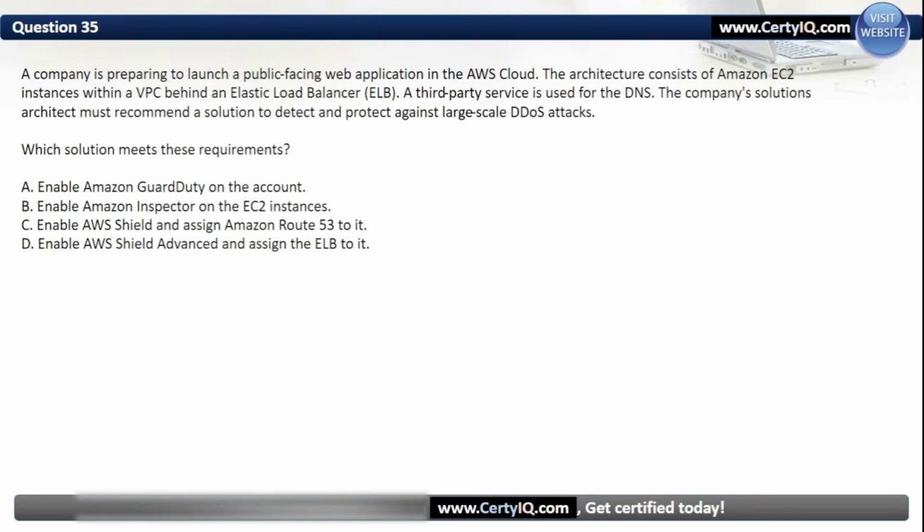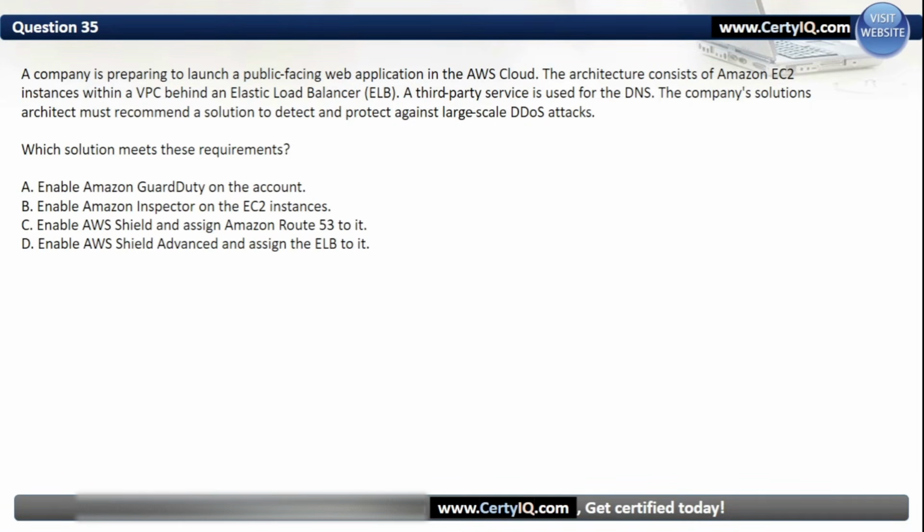Question 35. A company is preparing to launch a public-facing web application in the AWS cloud. The architecture consists of Amazon EC2 instances within a VPC behind an Elastic Load Balancer. A third-party service is used for the DNS. The company's solutions architect must recommend a solution to detect and protect against large-scale DDoS attacks. Which solution meets the requirements?